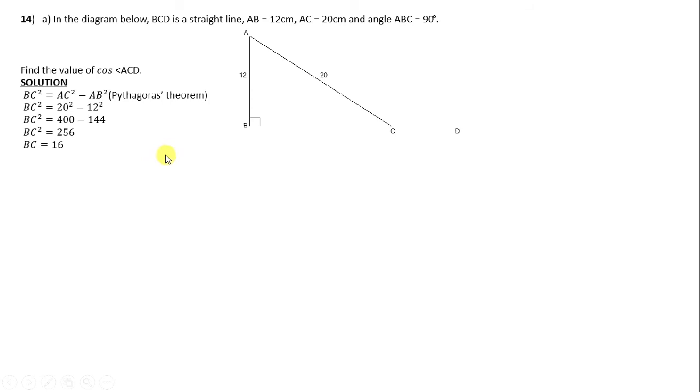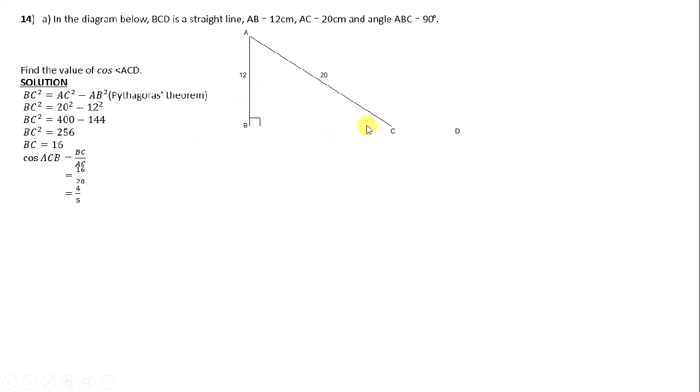So we are going to substitute. Our cos ACB is equal to BC divided by AC. So where there's BC, we'll put our 16, and where there's AC, we'll put our 20. We can always take this to its lowest terms, which is going to give us 4/5.